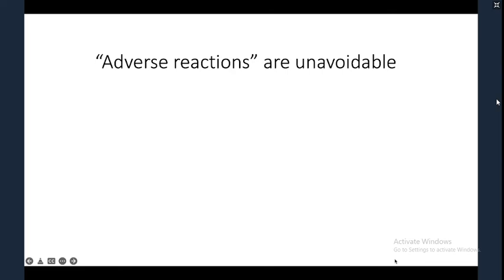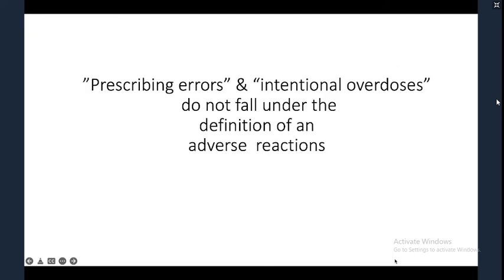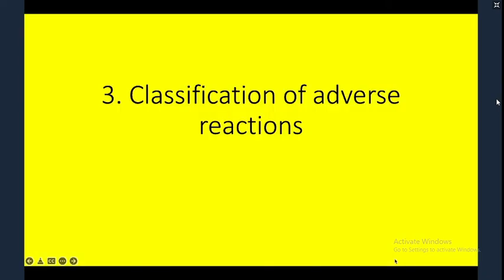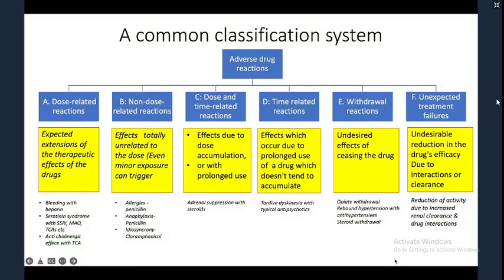Adverse reactions are unavoidable. Therefore, if you are expecting an adverse effect for a particular drug or antibiotic, it is always better to avoid it rather than continuing it. Toxicities, in contrast, are avoidable. So you can avoid toxicity more than adverse reactions. In my presentation, I will not be talking about prescribing errors, which is another common happening in our prescriptions, and also intentional overdoses. They do not fall into the category of adverse drug reactions.